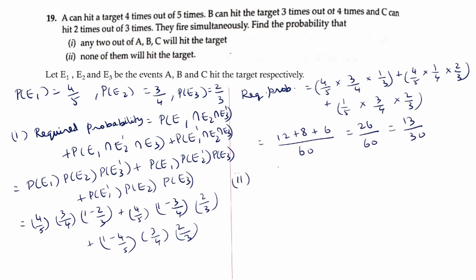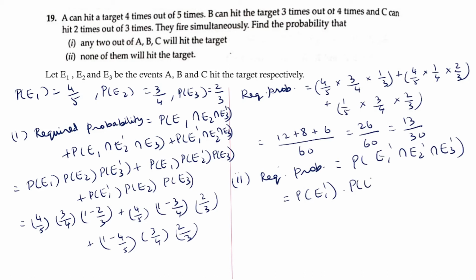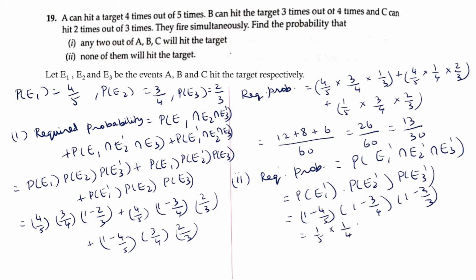Now, moving on to the second subdivision, none of them will hit the target. Required probability is probability of E1 complement intersection E2 complement intersection E3 complement. So, none of them will hit the target is this probability. So, it is probability of E1 complement into probability of E2 complement into probability of E3 complement. So, it is 1 minus 4 by 5 into 1 minus 3 by 4 into 1 minus 2 by 3. So, it is 1 by 5 into 1 by 4 into 1 by 3. So, this is 1 by 60.